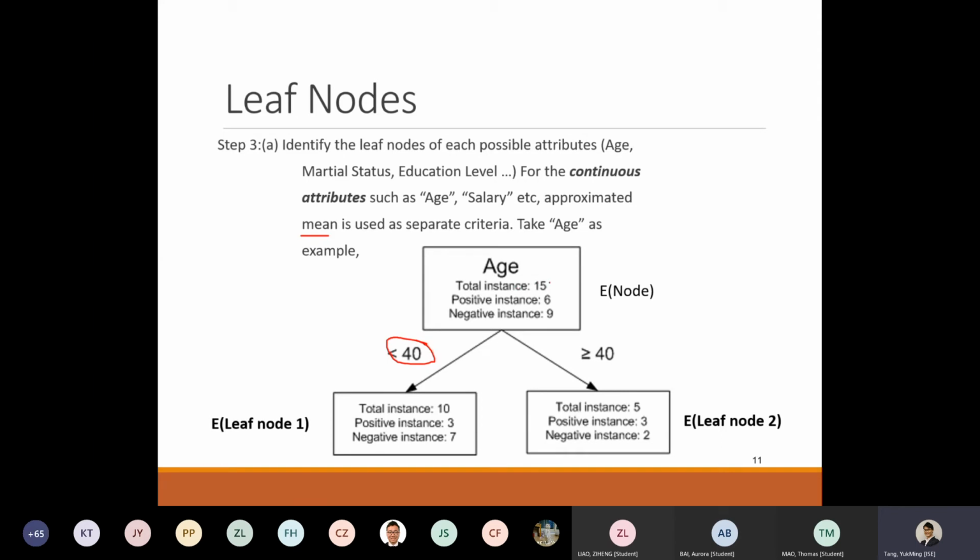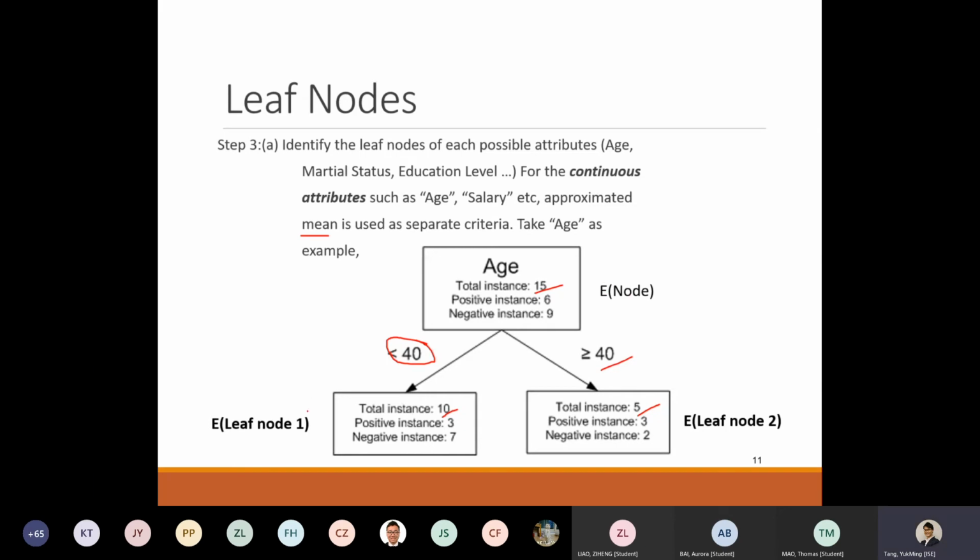Originally we have 15 customers. For those less than 40 years old, we got 10 customers. For those larger or equal to 40 years old, we got 5 customers. Then we count the number of positive instances for each group. We got 3 positive instances and 7 negative instances for those less than 40 years old, and for the customers larger or equal to 40 years old, we got 3 positive instances and 2 negative instances.